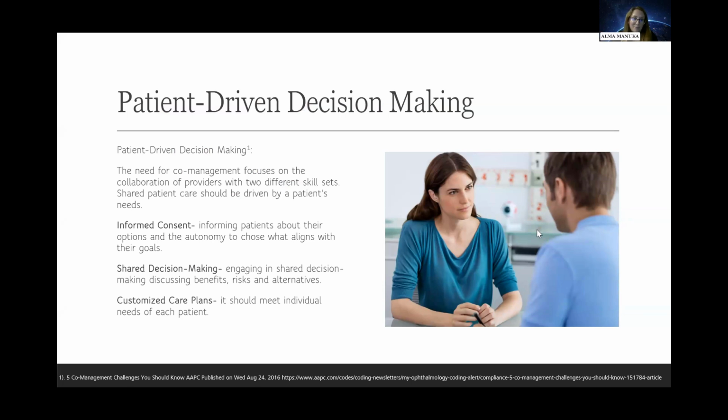Take the informed consent. It has to be a shared decision. So you have to inform the patient about their options. Like, what do they have? What is available out there? And give them the autonomy to choose, partially choose maybe in some cases, what aligns better with their goals. Shared decision making is like engaging the patient, discussing the benefits, the risks, the alternatives. And this is applicable to myopia progression management as well as to continuing refractive error conditions throughout the adulthood in the life of the patient.